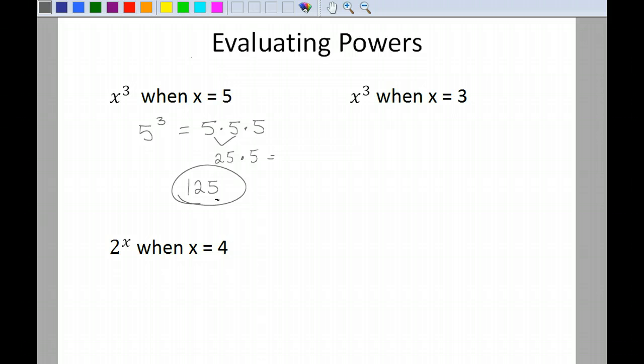Now I want you to do the next one, x to the 3rd power when x is equal to 3. Hit pause, and then I want you to come back and check your answer.